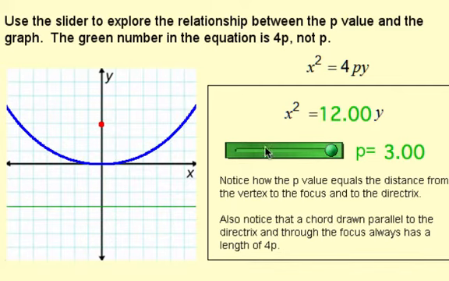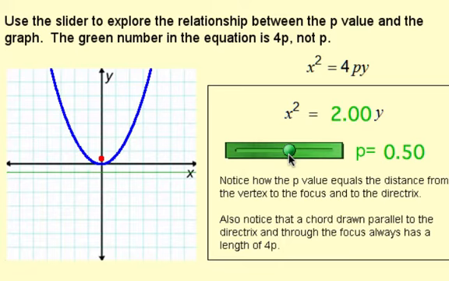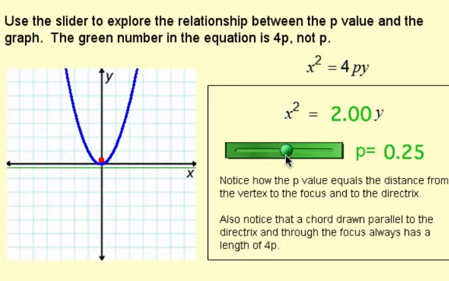Increase to 3. Notice that the focus is 3 away from the vertex, and the directrix is 3 away from the vertex. And the equation is x squared equals 12y. The p-value is 3. Let's look what happens when you make a smaller p-value. Okay, here the p-value is 0.25, so it's x squared equals 1y. And in this case, the parabola is very narrow because the focus and the vertex are very close together.